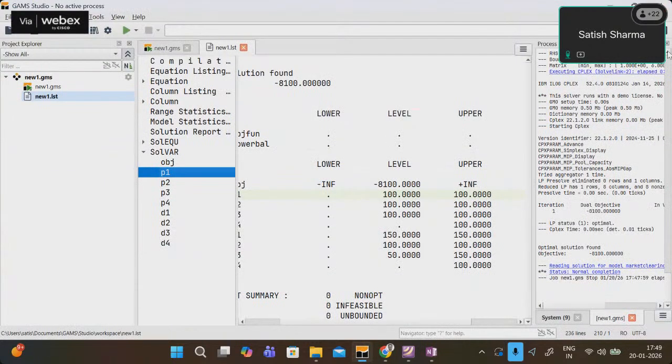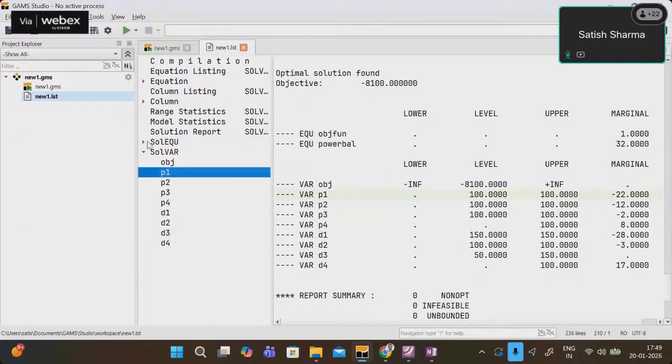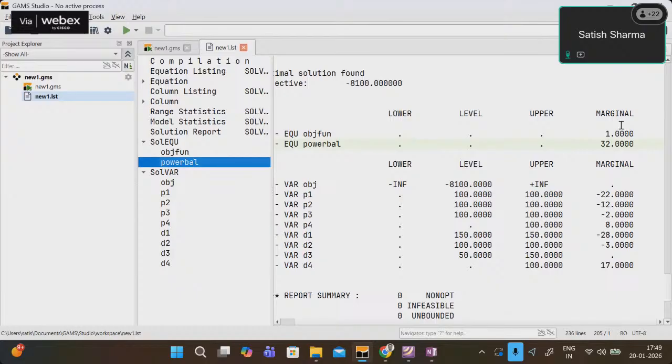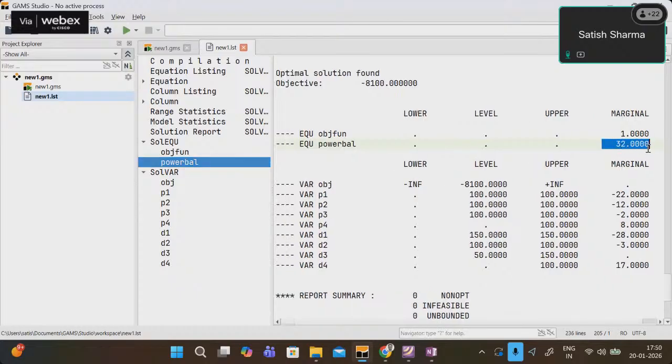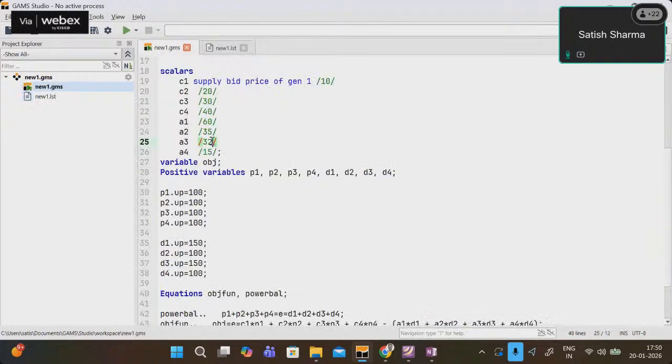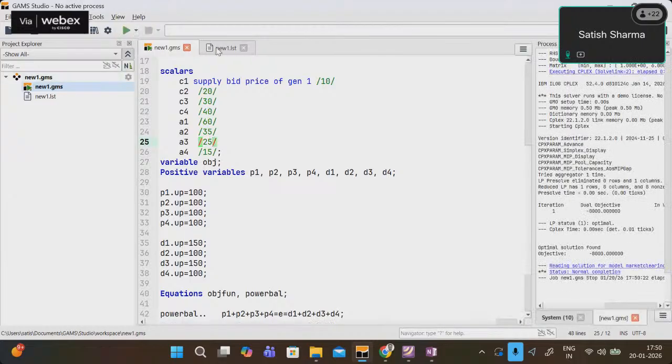This can also be seen from here. If I go to the solve equation, look at the power balance equation, everything is satisfied because it is an equality constraint, and the marginal value of this equation is 32. You can see it here. So if it is 32, it means the market clearing price is 32. Again, if I come back and make it 25, the market clearing price earlier was 30. So let me run it and check.